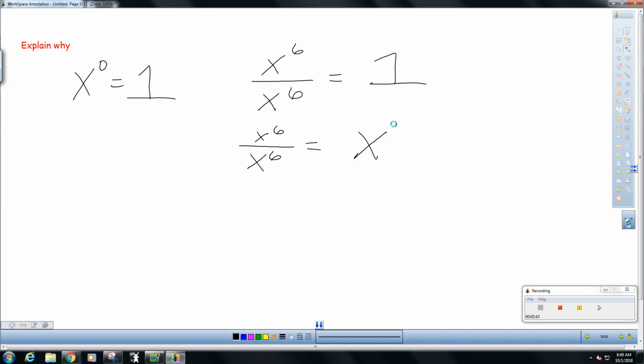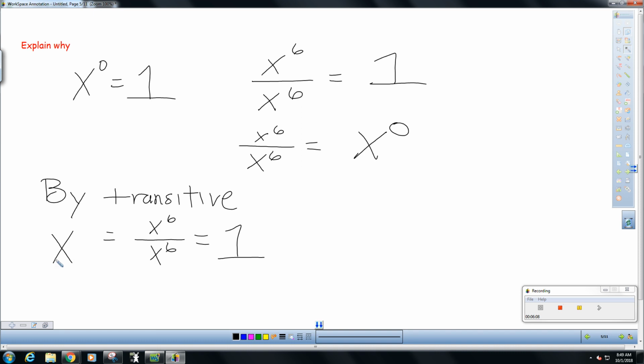And x to the 0 is the same thing. And that is x to the 0. So, by transitive, x to the 6th over x to the 6th equals 1, and it equals x to the 0. Therefore, x to the 0 must equal 1. That's the best explanation I can give. Okay?